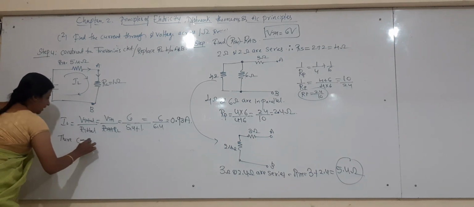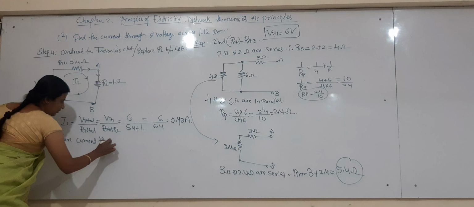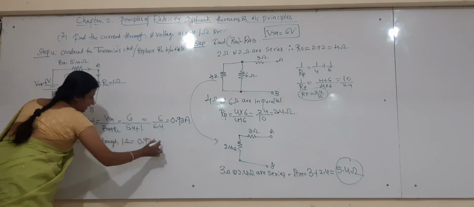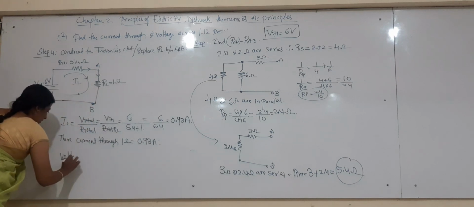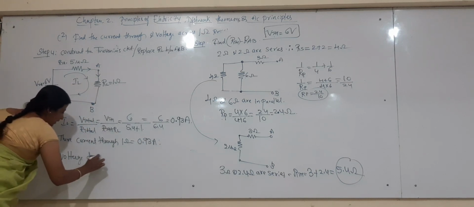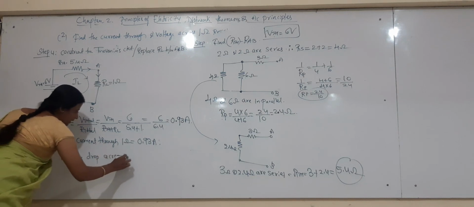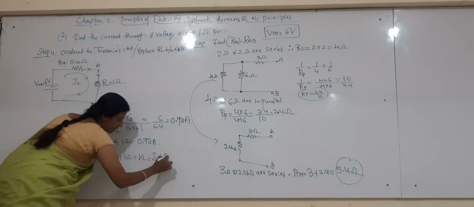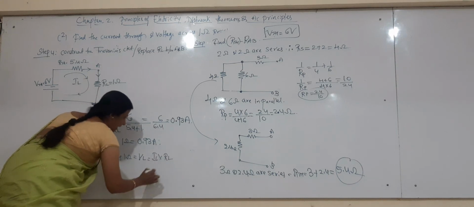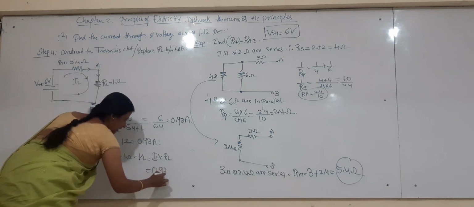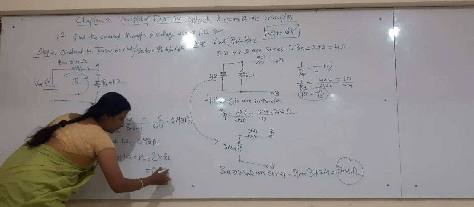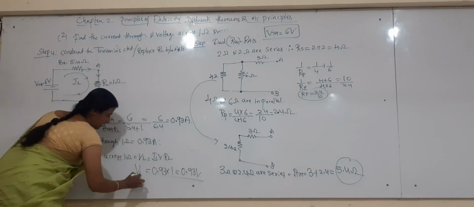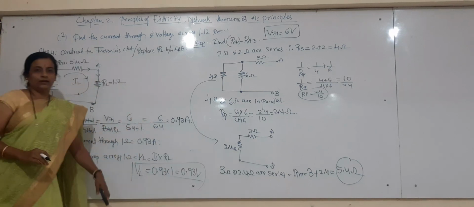Therefore the current through the 1 ohm is equal to 0.93 ampere. And the voltage drop across the 1 ohm is equal to VL, which is IL into RL. IL we have calculated as 0.93. RL is how much? 1 ohm. So 0.93 into 1, that is 0.93 volt. That is the voltage drop across RL.